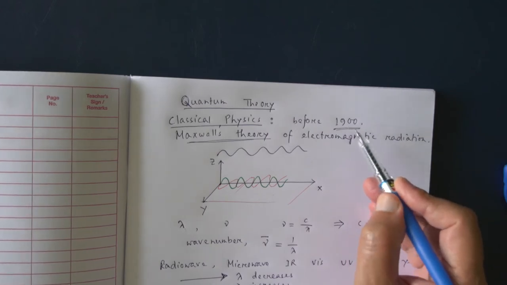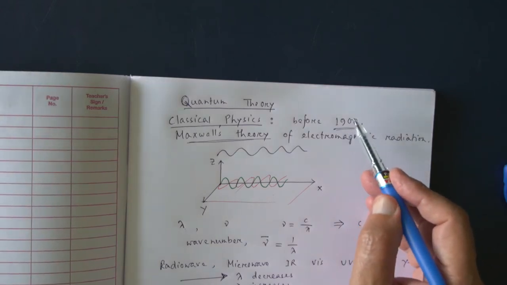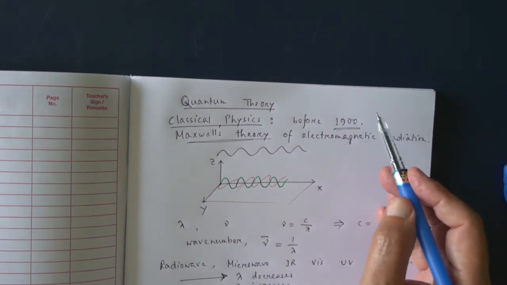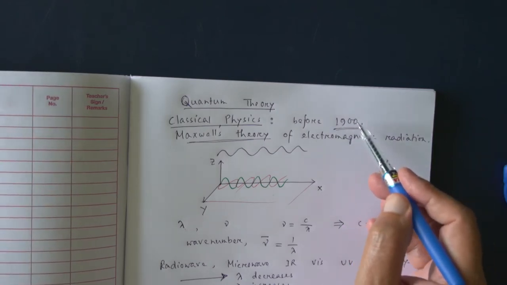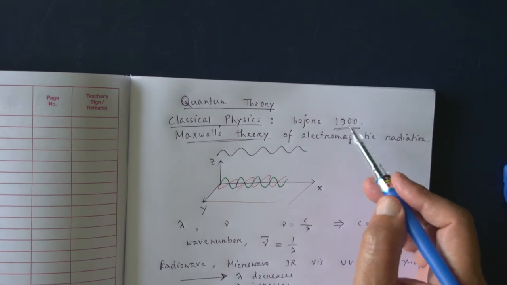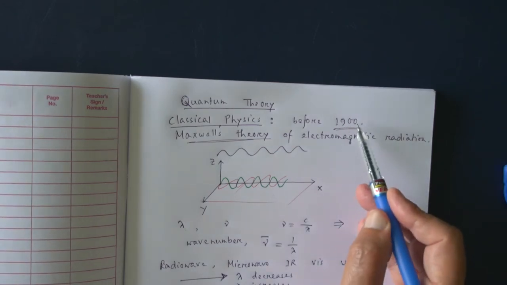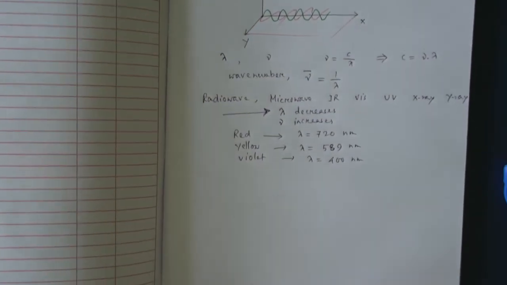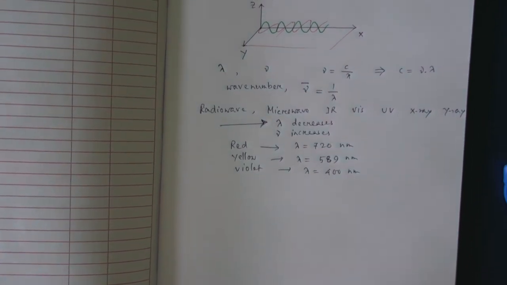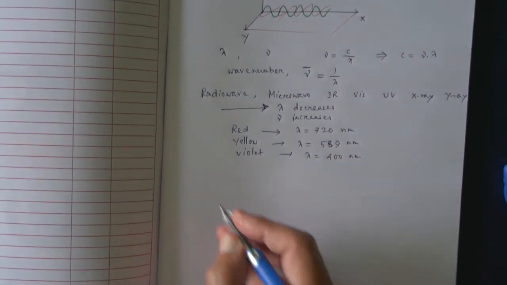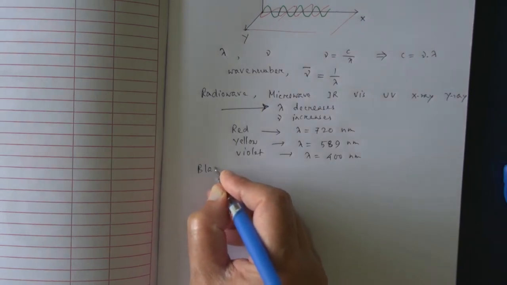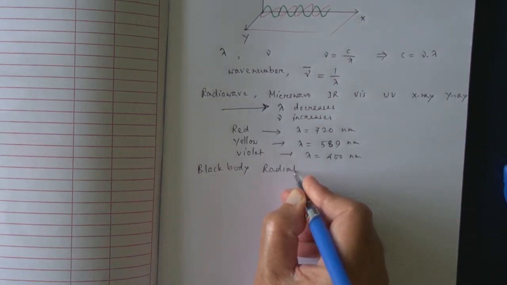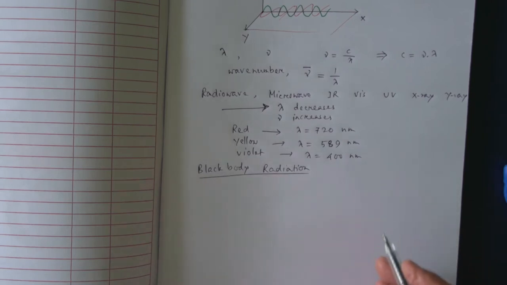Now, by the end of 1900, many people began to think that the development of science was complete, that everything was known, and there was nothing new to be known. Some people thought like that by 1900. And at the same time, some experiments were discovered, like black body radiation, photoelectric effect, etc.